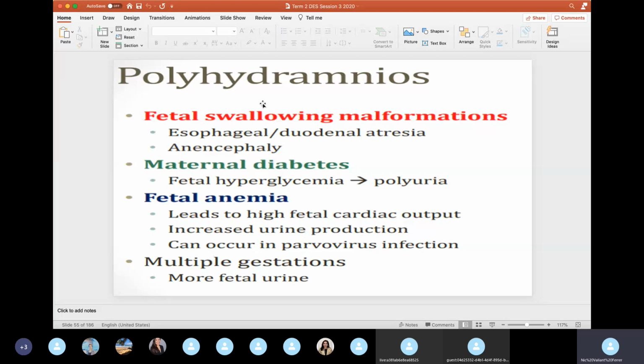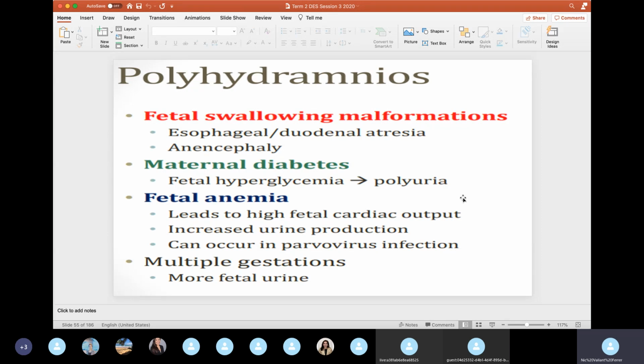Contrast that one with polyhydramnios. You have more amniotic fluid. This is due to what? High yield: fetal swallowing malformations, specifically esophageal or duodenal atresia. Remember from term 1 TEF, your tracheoesophageal fistula, and also anencephaly. Don't forget also maternal diabetes, fetal hyperglycemia, which can cause polyuria.